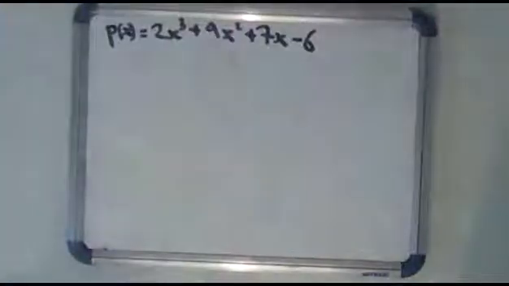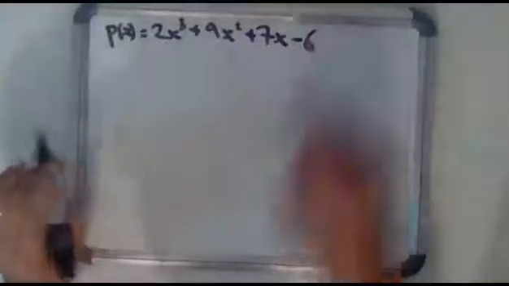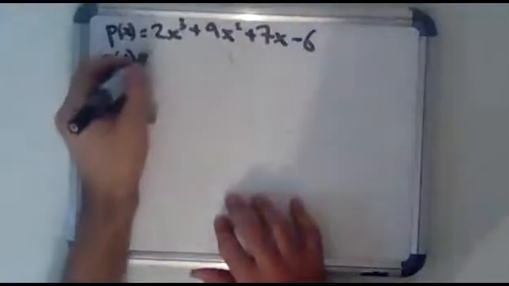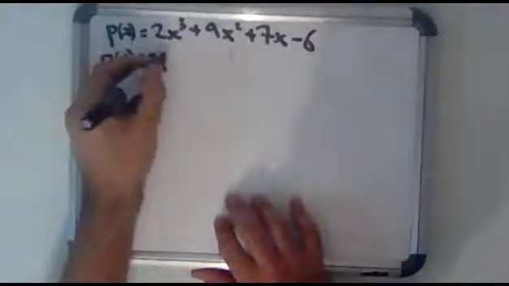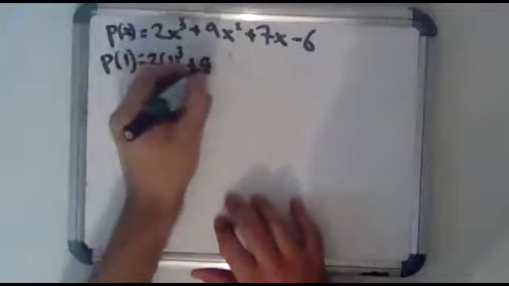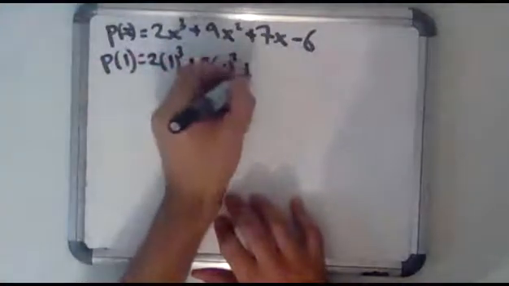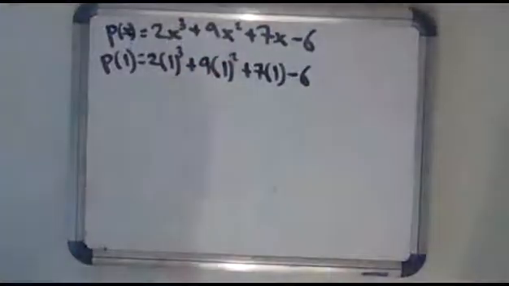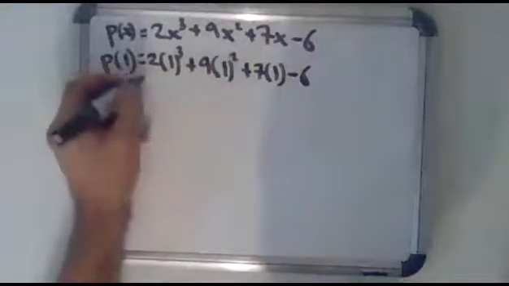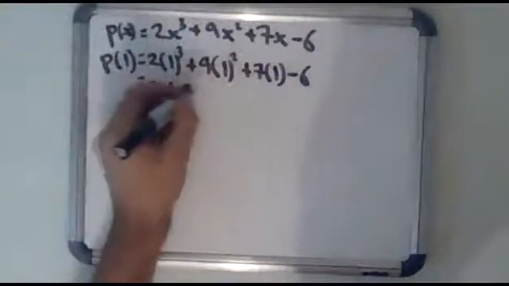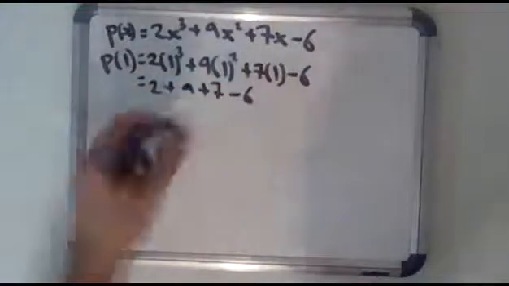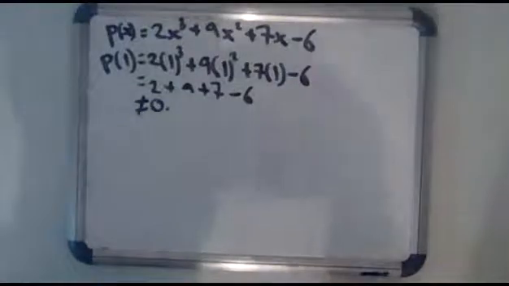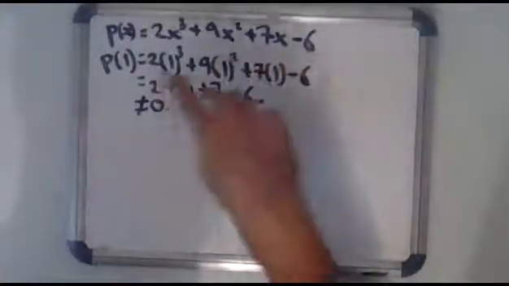Okay, so I'm probably going to start by trying 1. To be honest, I normally start with 1. So p of 1 is 2 times 1 cubed plus 9 times 1 squared plus 7 times 1 minus 6. Now, if it isn't going to be 0, you can move on straight away. So 2 times 1 cubed is 2, plus 9 plus 7 minus 6. That's definitely not 0. So if we were to try minus 1, well, these wouldn't change.